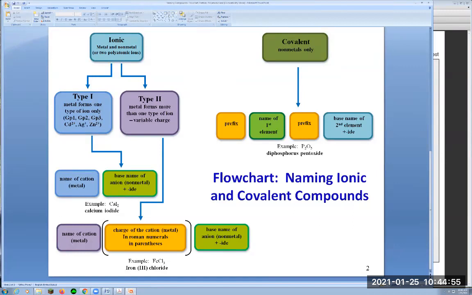And then type 2 compounds are formed from metals that are what we call variable charge metals. They are variable charge metals because they are metals that will make different kinds of ions. For example, iron can be a 2+ or a 3+. And so these are type 2 compounds, and they will need a Roman numeral after the name of the metal. So let's practice this with the chapter review.